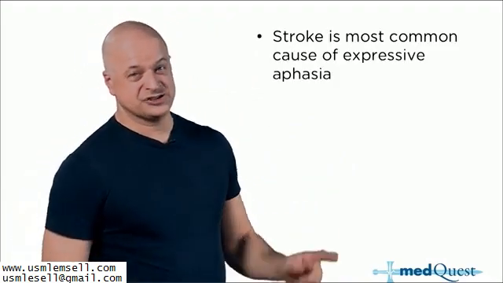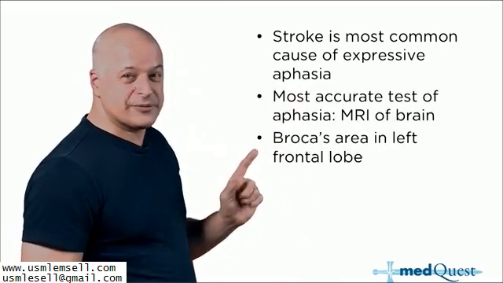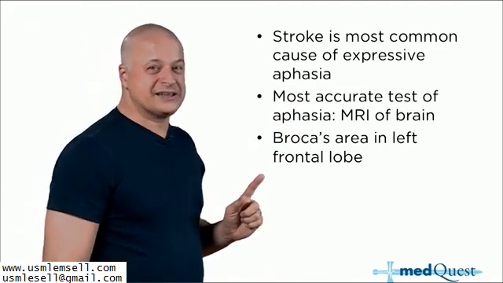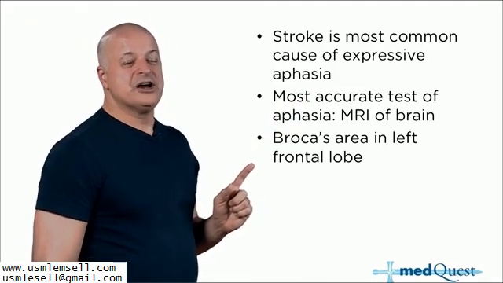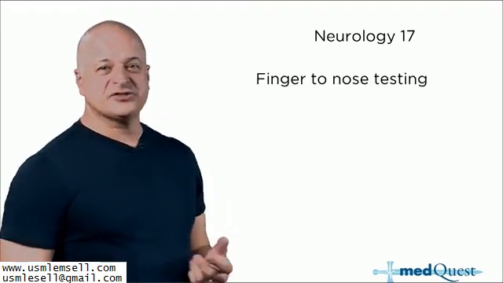Now, expressive aphasia, Broca's aphasia, is generally speaking a sign of a stroke. It's a sign of a stroke of what part of the body? The temporal and parietal areas. For expressive aphasia, head CT and MRI. Broca's area is in the left frontal area, where the temporal lobe meets the frontal lobe. Boy, that sucks. Finger to nose testing.